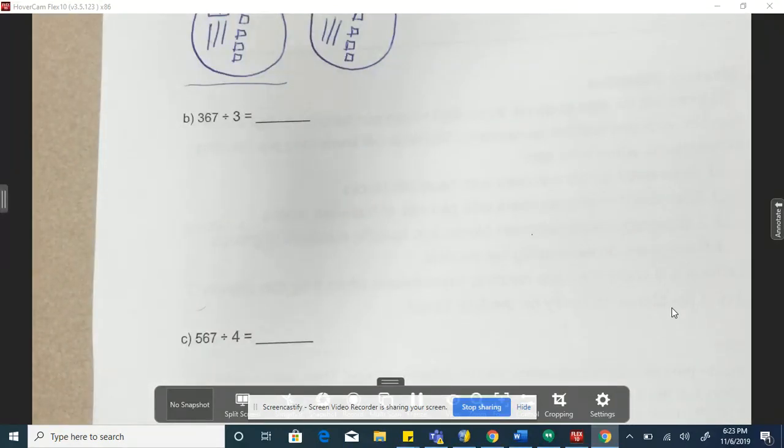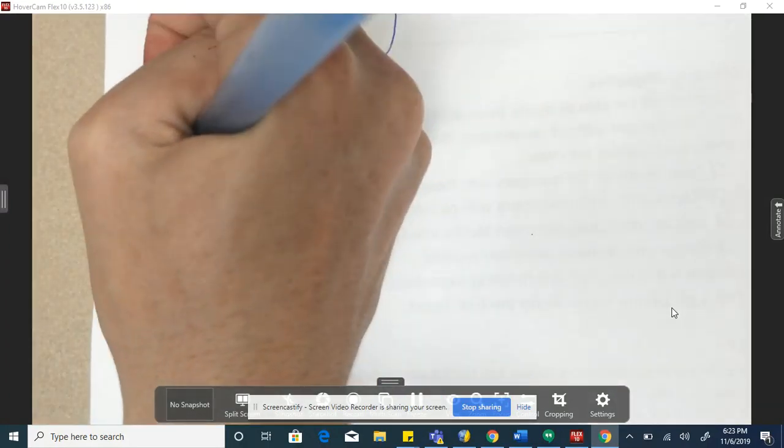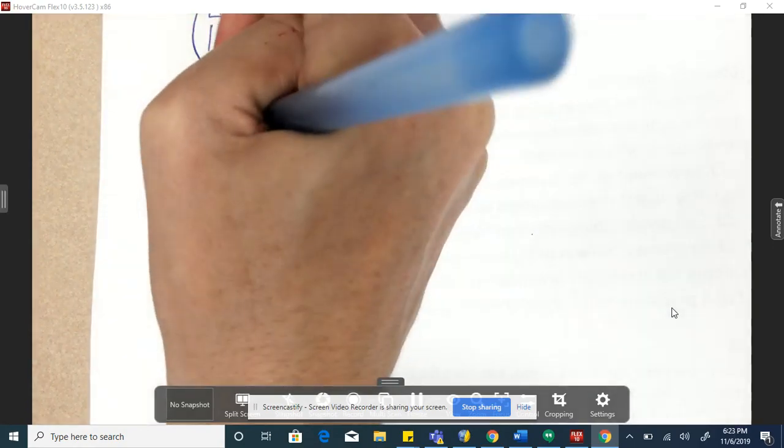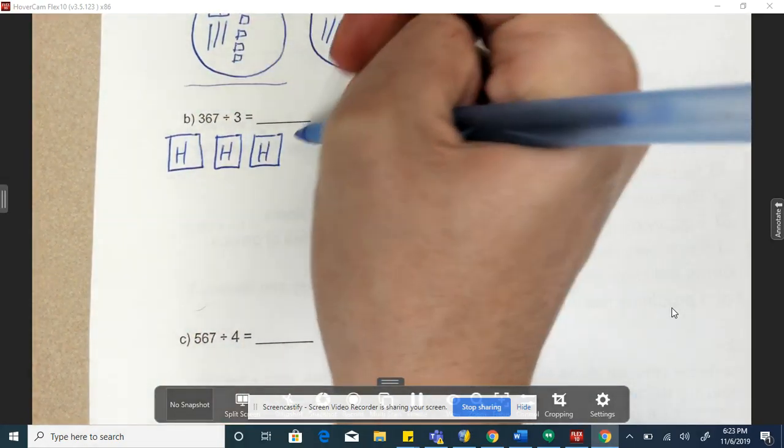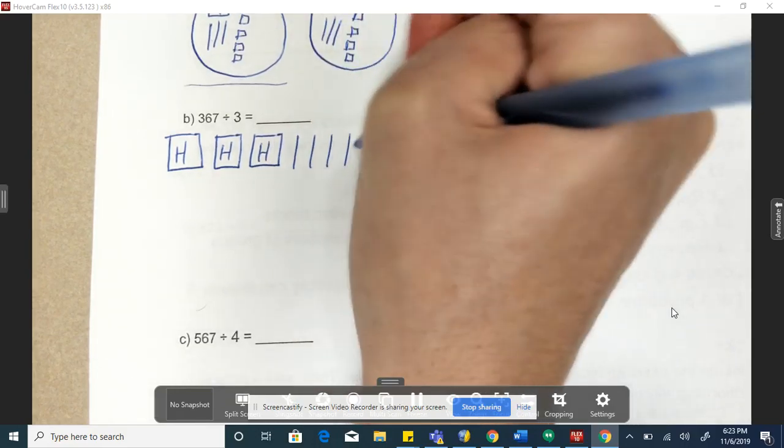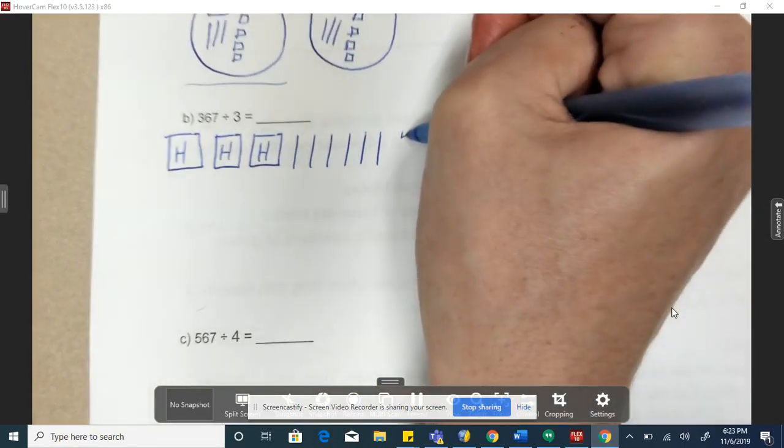There we go. So I'm going to start by representing 367 with my base 10 blocks. I have 3 hundreds, so I'm going to draw 3 hundreds grids. 6 tens, so I'm going to be drawing 6 tens blocks. And 7 ones.